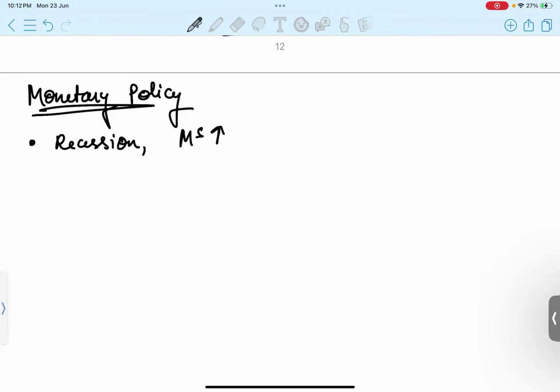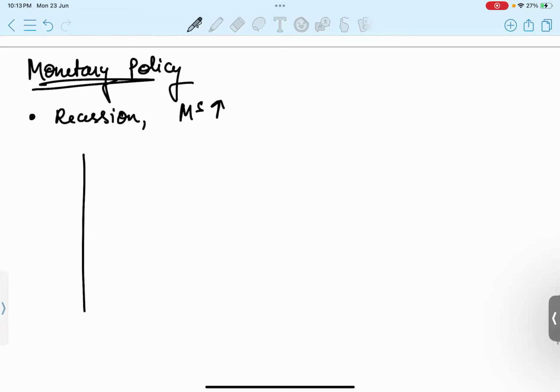aggregate demand, which will increase the production, and that will have positive spillover effects in terms of increase in jobs, employment and income in the economy, and this unending cycle will keep on functioning. So that is why we see an increase in money supply. Because money supply is related to the money market, we will see a shift in the LM curve position.